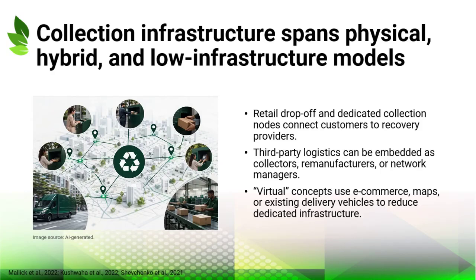This slide highlights the range of collection infrastructure options. At one end are physical models, such as retail drop-off points and dedicated collection centers. These give customers visible return locations but require investment in facilities and coordination. Hybrid models combine physical nodes with third-party logistics partners, allowing external providers to collect, transport, remanufacture, or manage parts of the reverse network. At the low infrastructure end are virtual concepts that use e-commerce platforms, online maps, or existing delivery vehicles to collect returns without building a large dedicated network.